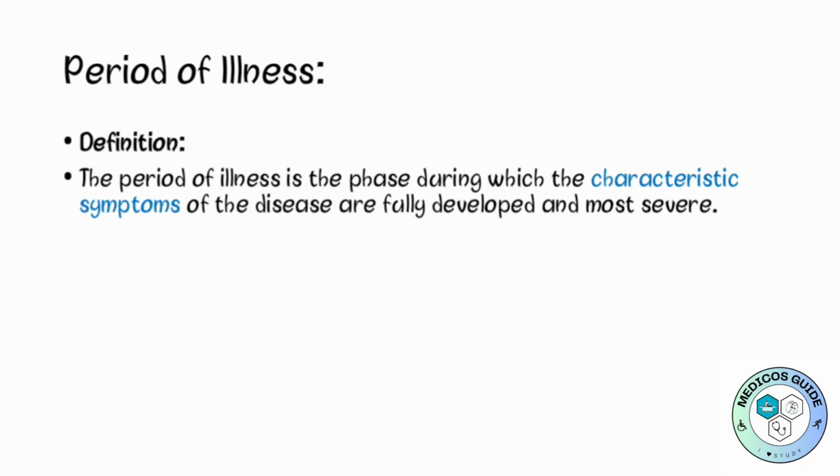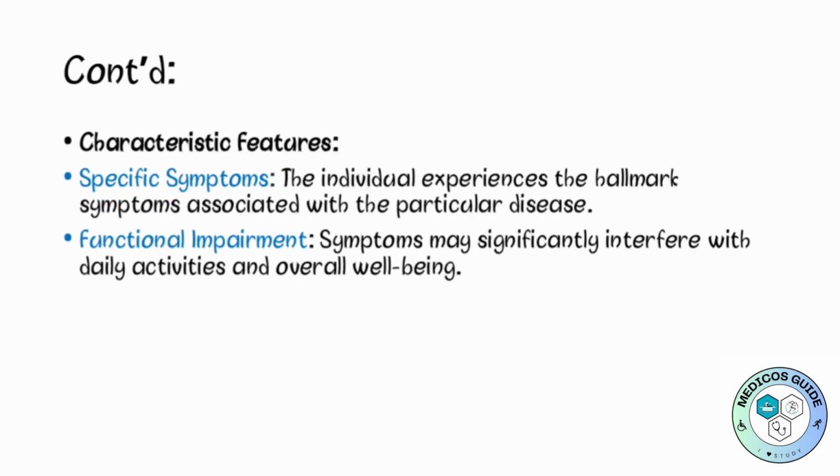Now let's talk about the definition. The period of illness is a phase during which the characteristic symptoms of the disease are fully developed and most severe. Now the characteristic features. First is the specific symptoms. The individual experiences hallmark symptoms associated with the particular disease. And then there is functional impairment. Symptoms may significantly interfere with the daily activities and overall well-being of the patient.